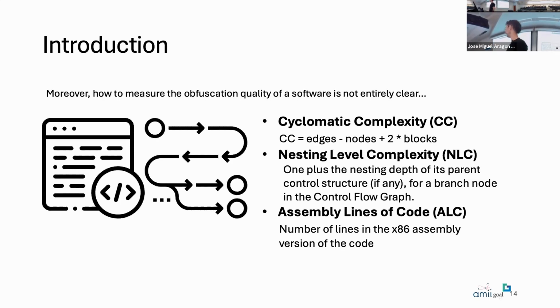Another problem is the open question of how to measure the obfuscation quality of a program. This is really hard because there is no clear metric that you can use to measure how obfuscated a program is. Usually in the literature, there are some metrics that people evaluate. We take three different complexity metrics in our work that are really simple, but are used in the literature: cyclomatic complexity, which basically measures the complexity of a program based on the number of predicates it has; nested level complexity, which measures the worst case of nesting in your software; and a simpler metric, the number of lines in the assembly version of the code.